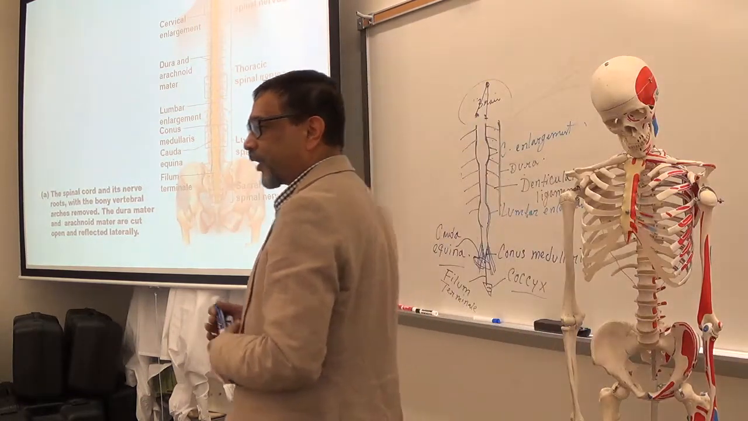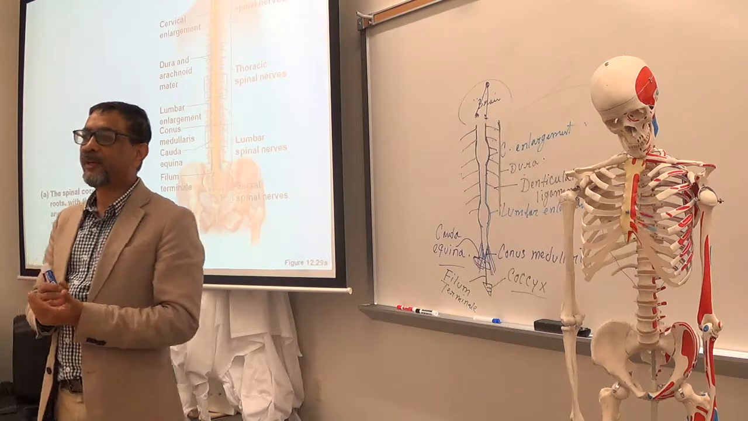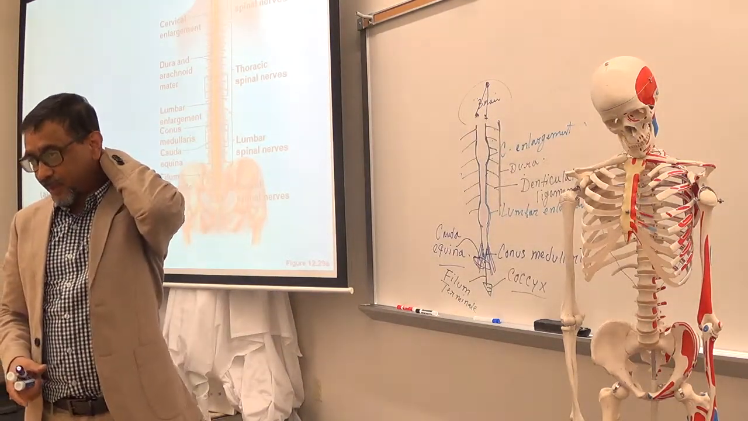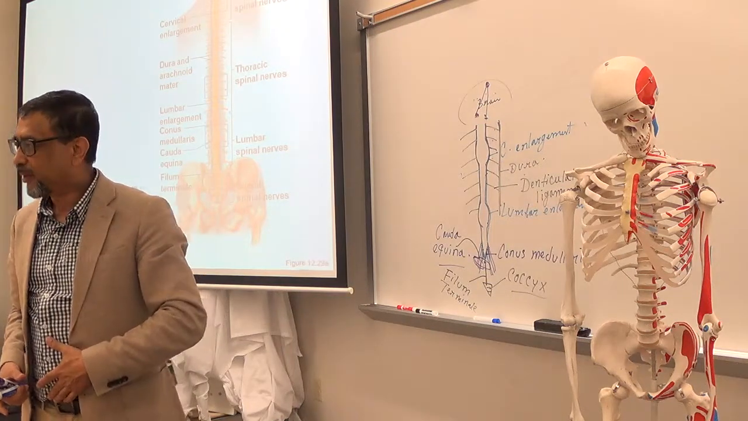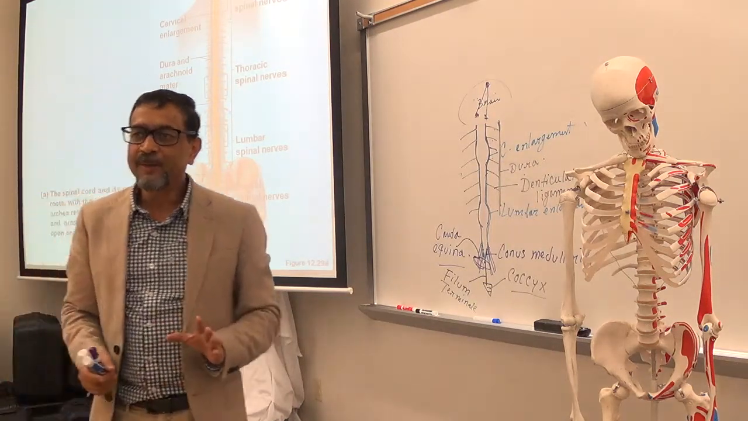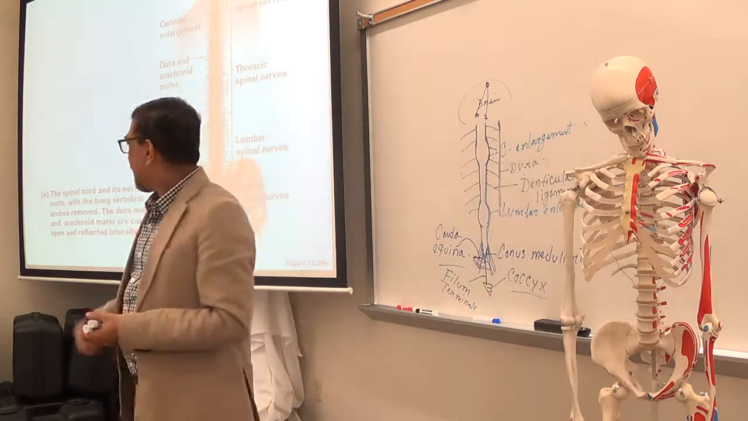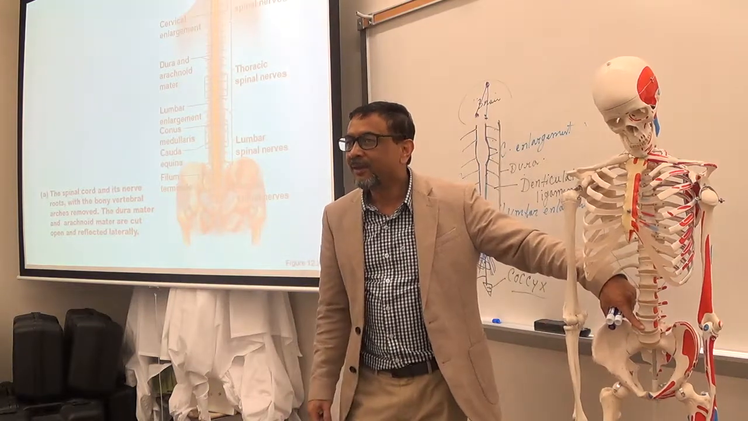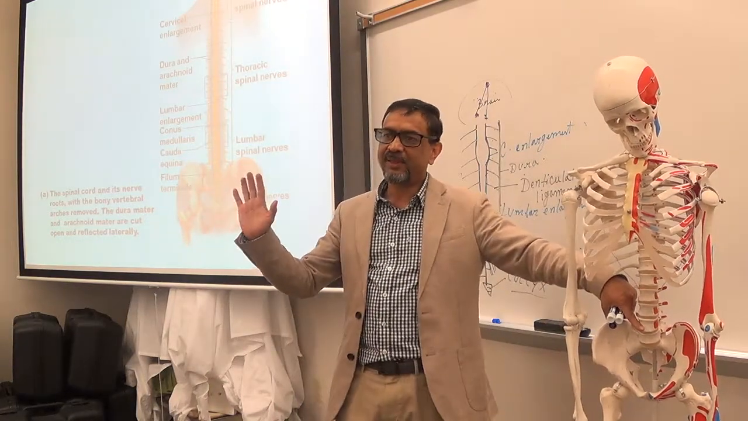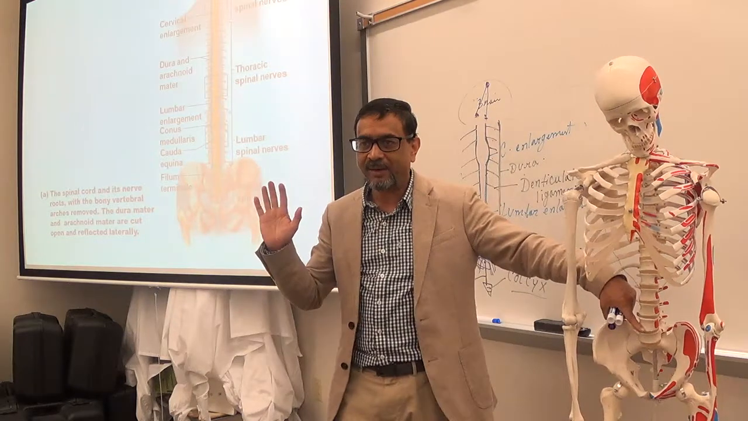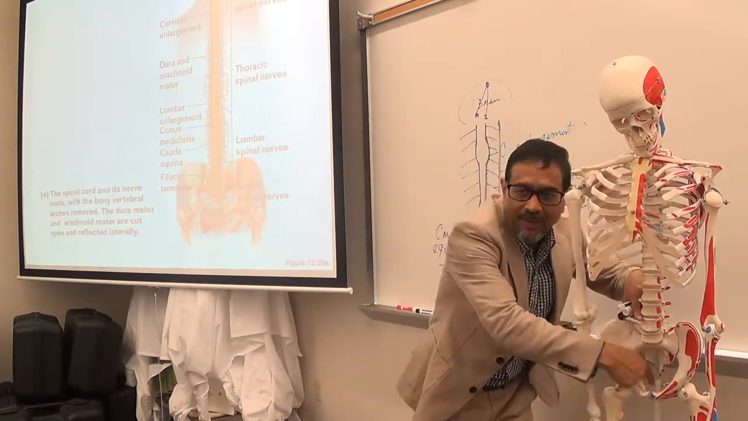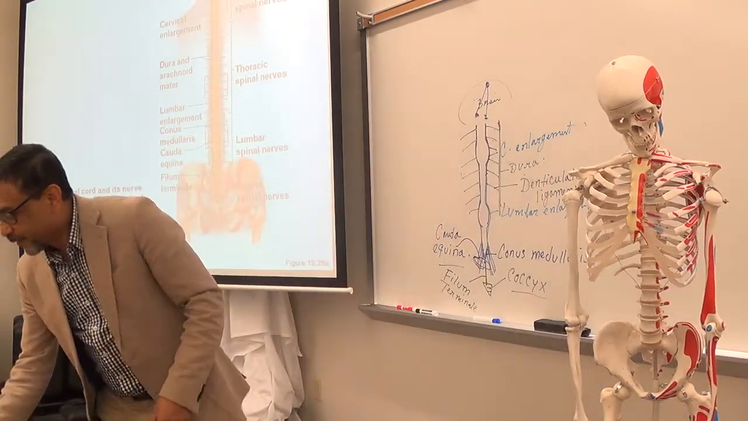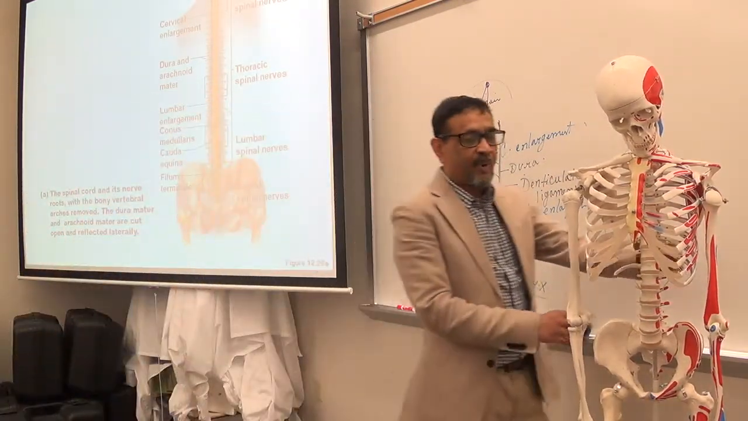So, how many enlargements? Two. One is in cervical, another is in lumbar area. And you know why, right? Then the lower end of the spinal cord ends at which vertebral level? L1. L1, sometimes L2. Most of the time L1, right? So it doesn't go all the way down. Is it clear? Okay. That's why, you know, we do lumbar puncture.